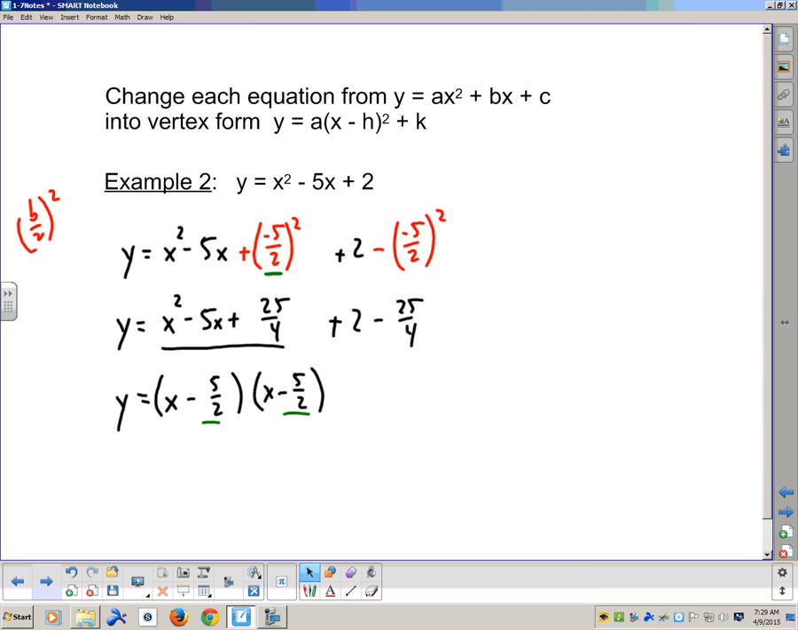All right, so now we have to clean up over here on the right-hand side. So you can get a common denominator over here. The common denominator is going to be 4.